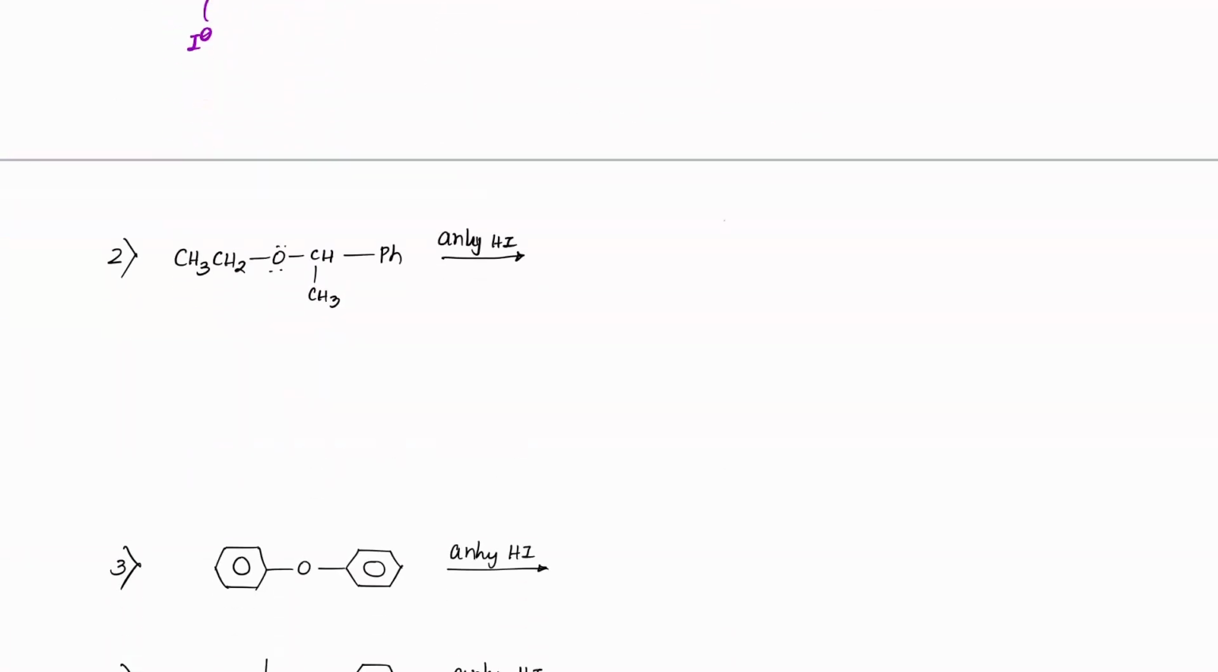Same goes here also. Anhydrous HI is given. So Et is best, SN2 attacks best on the ethyl position in this case. So the product you will report is CH3CH2I and PhCH(OH)CH3. Although this was a very stable carbocation, by the way, a benzyl carbocation, still it will not happen because it will favor SN2 over the others.